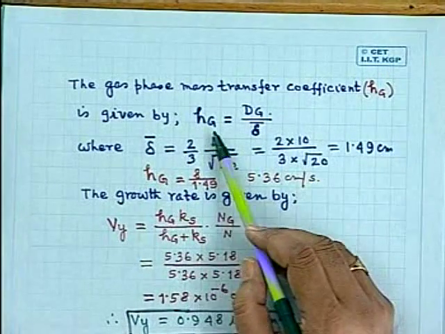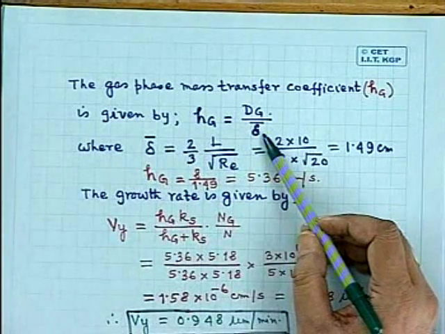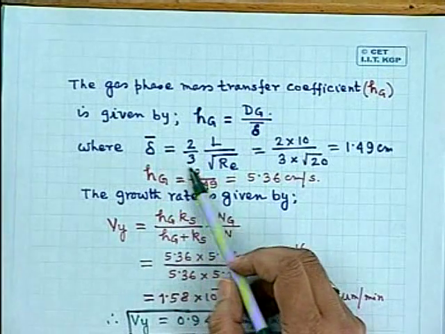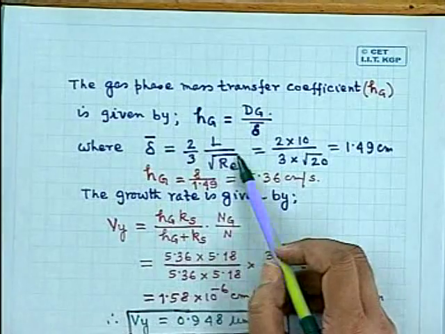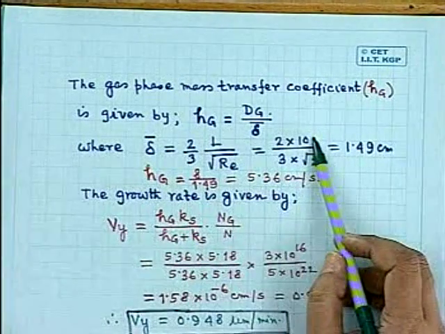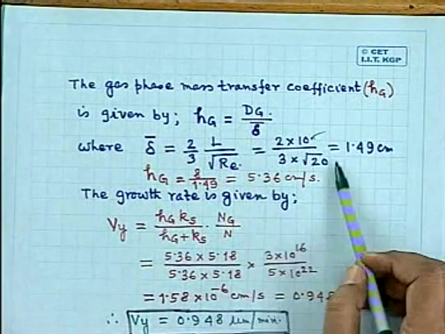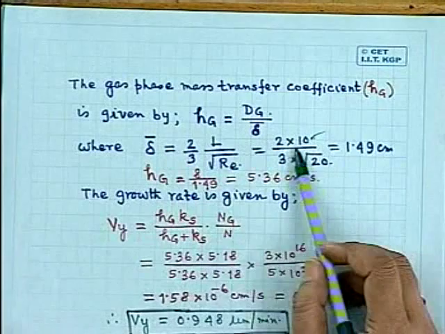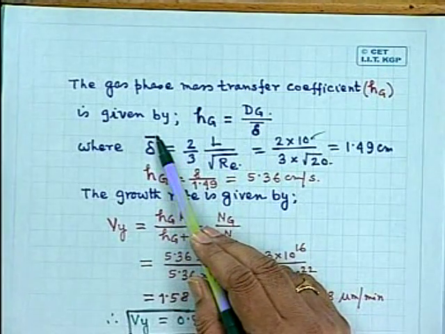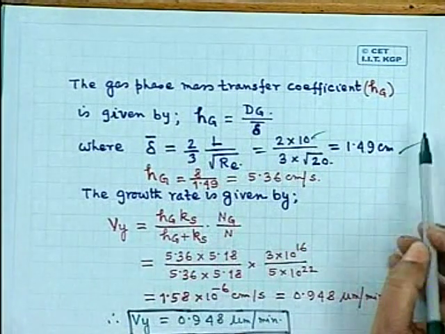Now, in order to calculate hg, you need delta bar, that is the average boundary layer thickness. That delta bar is equal to 2 by 3 L by under root Re. L is the length of the susceptor, given 10 centimeter, and Reynolds number is given 20. So now you can easily calculate delta bar, the average boundary layer thickness. That delta bar is equal to 1.49 centimeter.